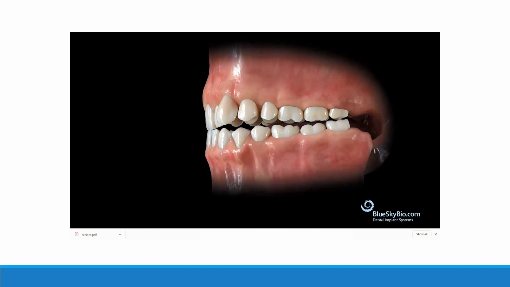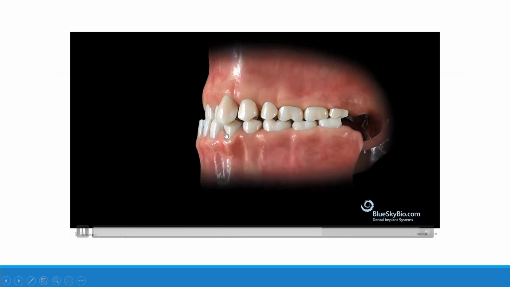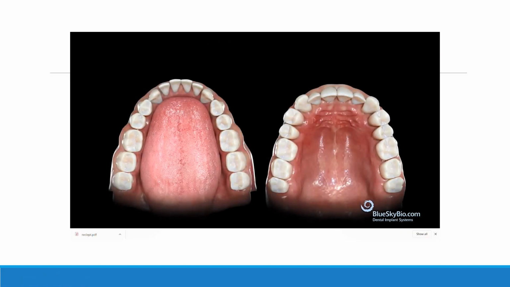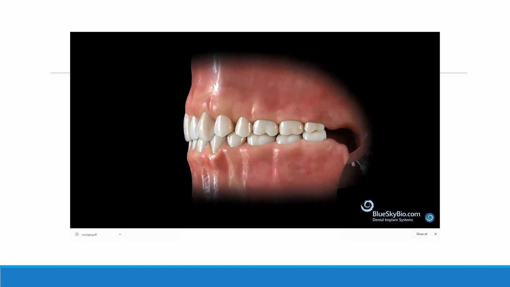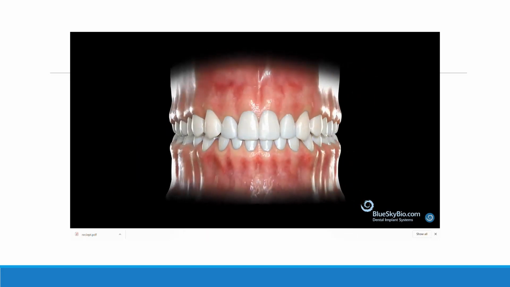If class 3 molar relationship is associated with a positive overjet, or like here, edge-to-edge contact, edge-to-edge incisor relationship, a compensated class 3 malocclusion is suspected. A compensated class 3 malocclusion is a clinical situation where the maxillary and mandibular incisors compensate for the existing skeletal class 3 discrepancy.